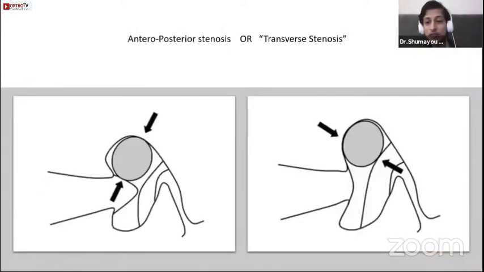There are two types of foraminal stenosis that influence the nerve root orientation in the foramina, and I'd like to cover a little bit on both of them. One is transverse stenosis, which is basically when the disc height is maintained, so the disc height is not the problem. You can have a disc bulge or a herniation pushing on the root and causing symptoms. Or at the back, you can have a ligamentum flavum hypertrophy causing anteroposterior stenosis in the foramina. That's one type of foraminal stenosis.